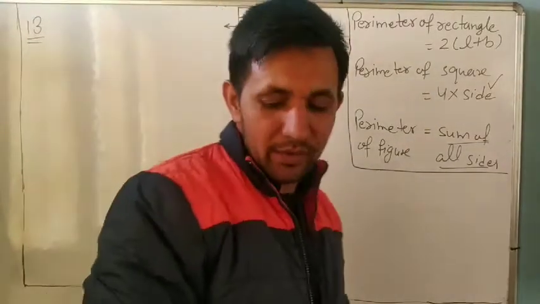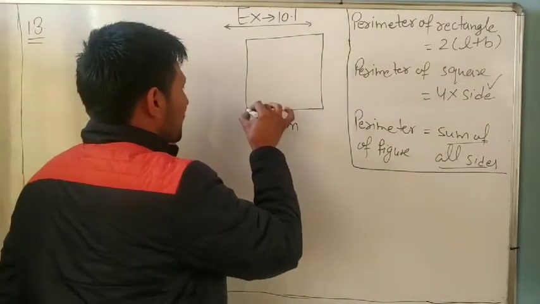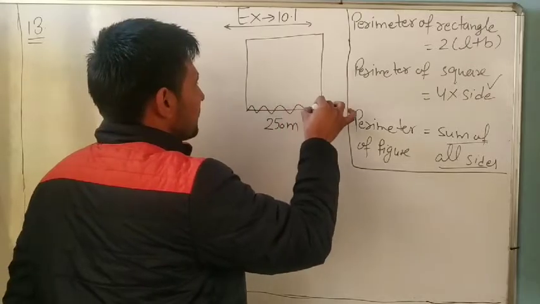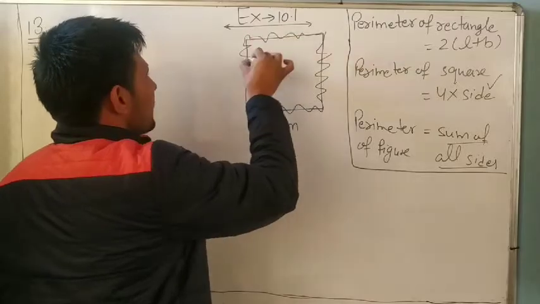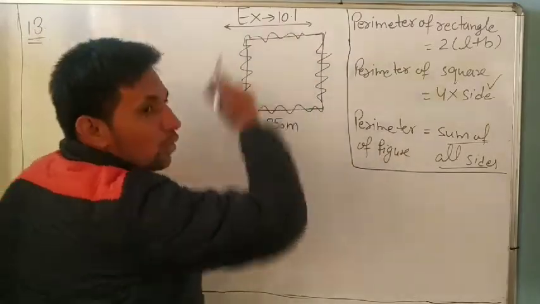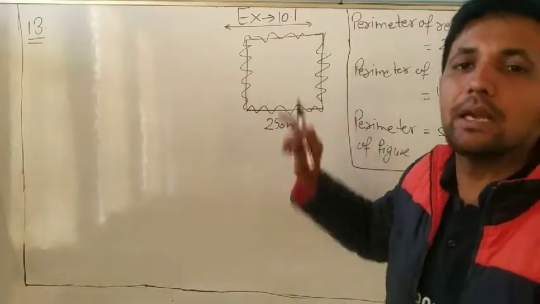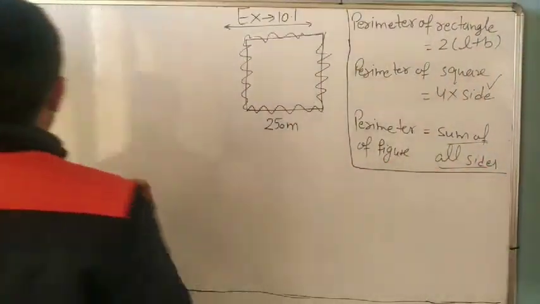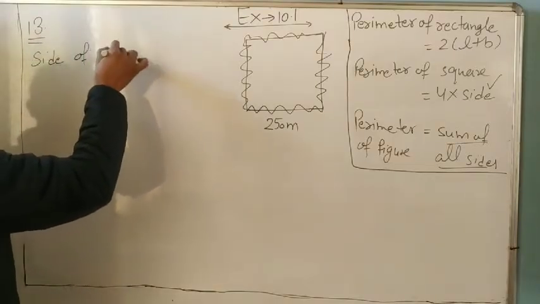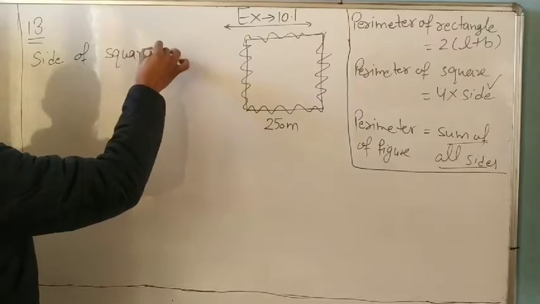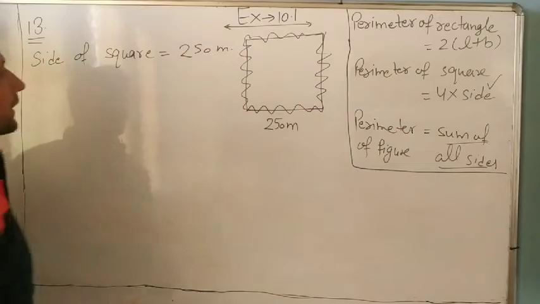We want to find the cost of fencing. If we want to do fencing, where will we do it? Like this, outside, on the outer boundary of the square. The total length of the outer boundary, what do we call it? Perimeter. So we will find its perimeter. First we will write: side of square, 250 meter.